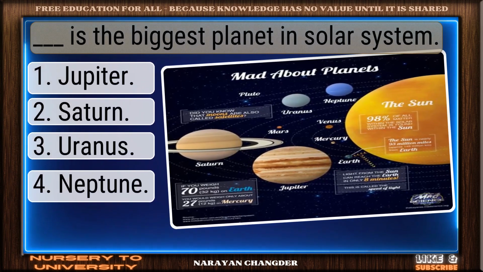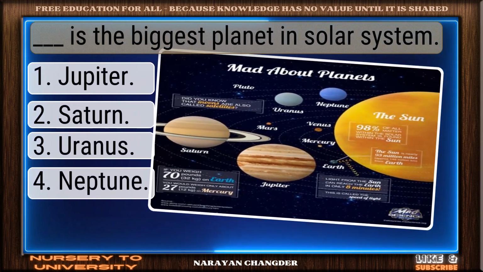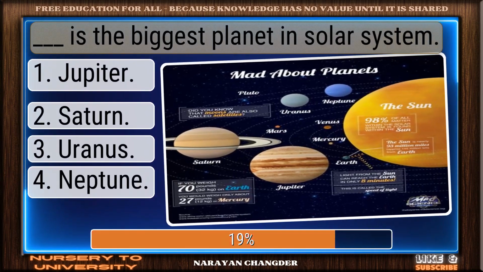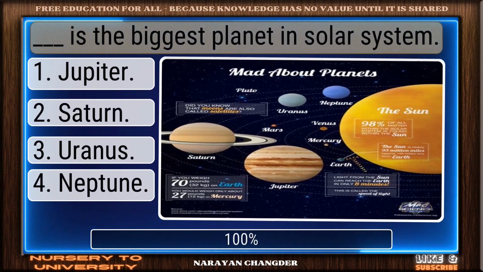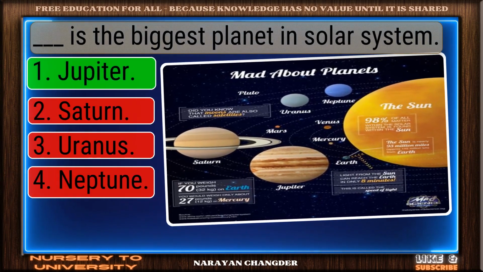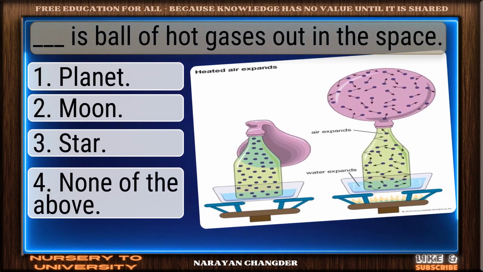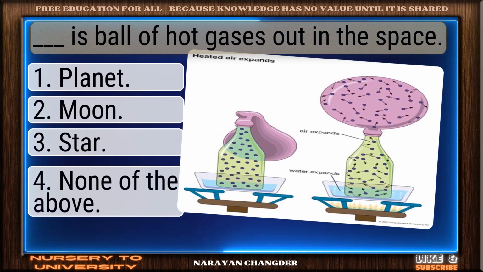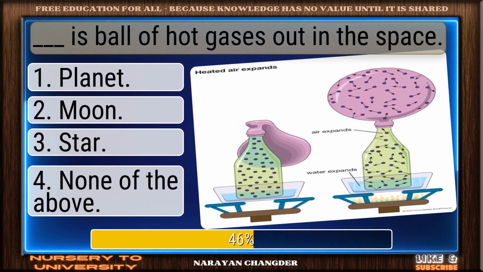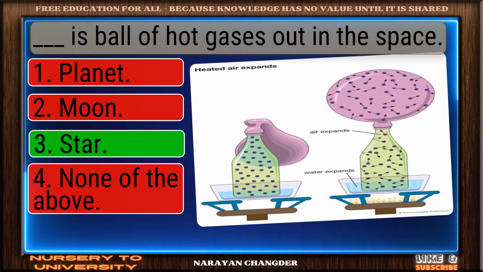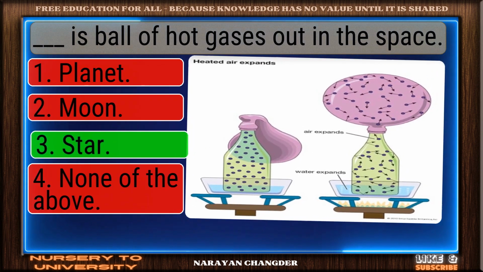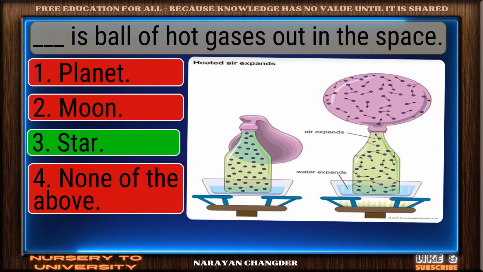Question number 184. Dash is the biggest planet in solar system. Perfect. Jupiter is the correct choice. Question number 185. Dash is ball of hot gases out in the space. Great thinking. Star is the right choice.